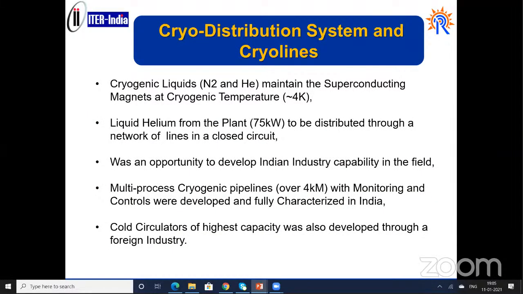Apart from the cryostat, we also have the big package called cryo distribution and cryolines. It is all transfer of a lot of cryogenic fluids, which is actually supplied by a 75 kilowatt gigantic liquid helium plant that will cool all the superconducting magnets, that is the central solenoid, poloidal field coils, toroidal field coils. And all the network coming from some 500 meters away will be transferred by cryolines and the distribution system. That is our package.